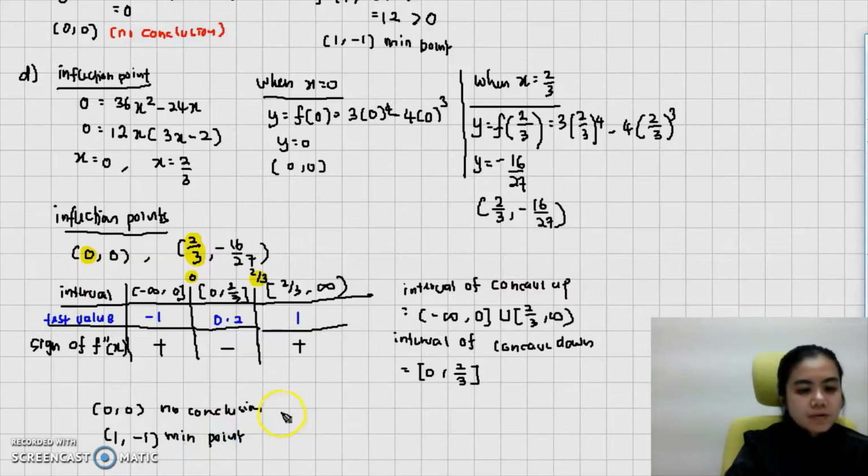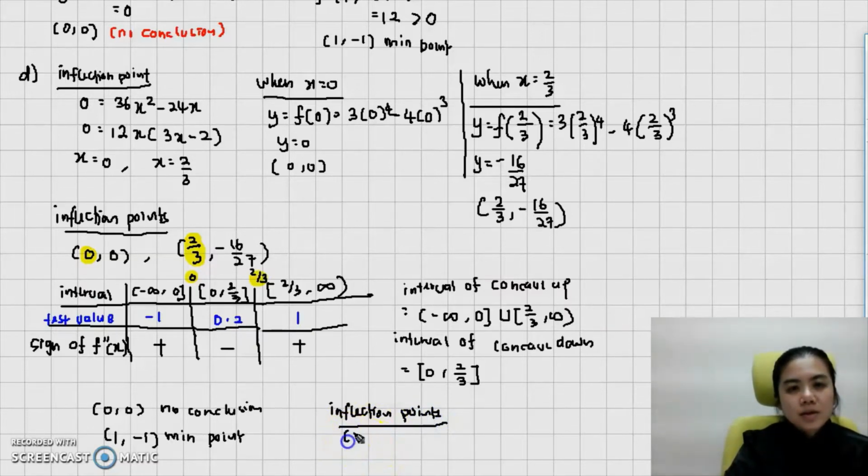And I have our inflection points, that is here. We have two inflection points, that is 0, 0, and 2 over 3, -16 over 27.